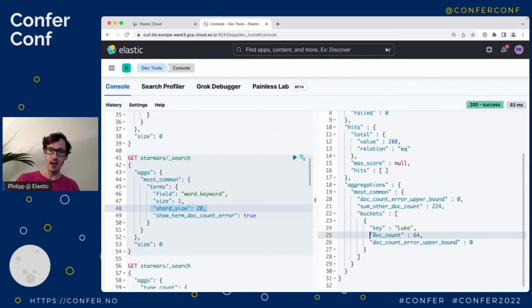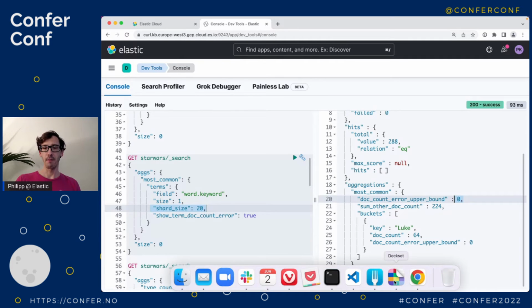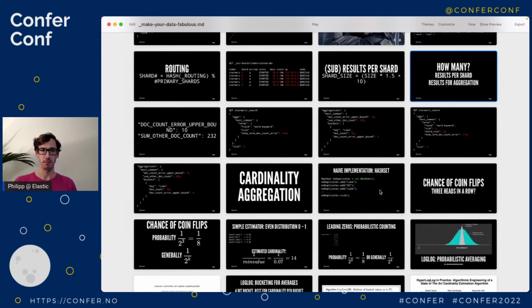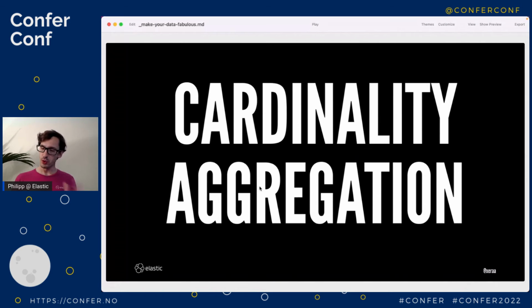And you can see now I found 64 Lukes, 0 error here. It also got overall 0 errors. So this is the correct result in my data set. And that was the first example for that fast, accurate, and big trade-off. You could see at first we were faster but less accurate. Then I traded some speed for some accuracy. That was the first example.